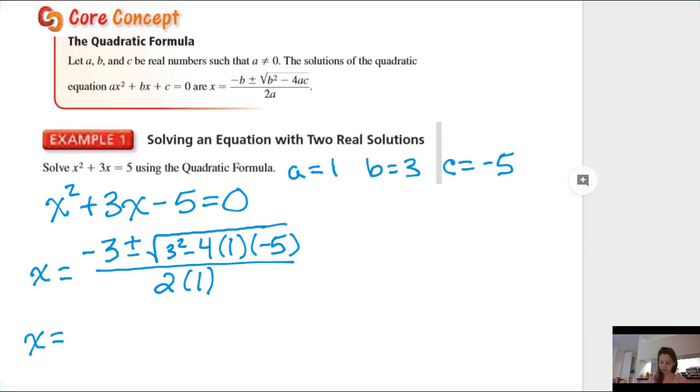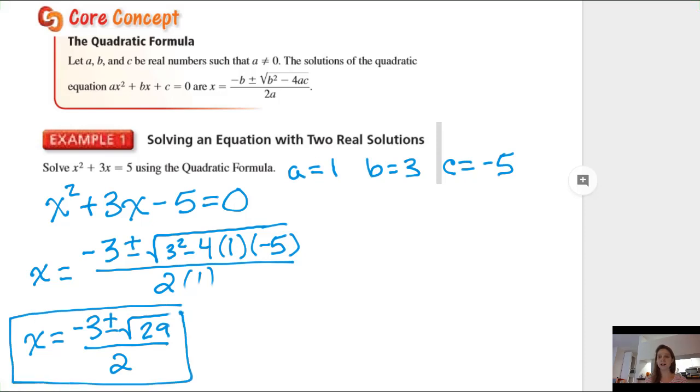x equals negative 3 plus or minus. I just put this expression in my calculator, and you get 29 all over 2. I cannot simplify the radical 29, so I could leave it as this. Let me think, is this an eraser here? No, kind of. I could leave it like this. That's fine, there's nothing more I can simplify about it.